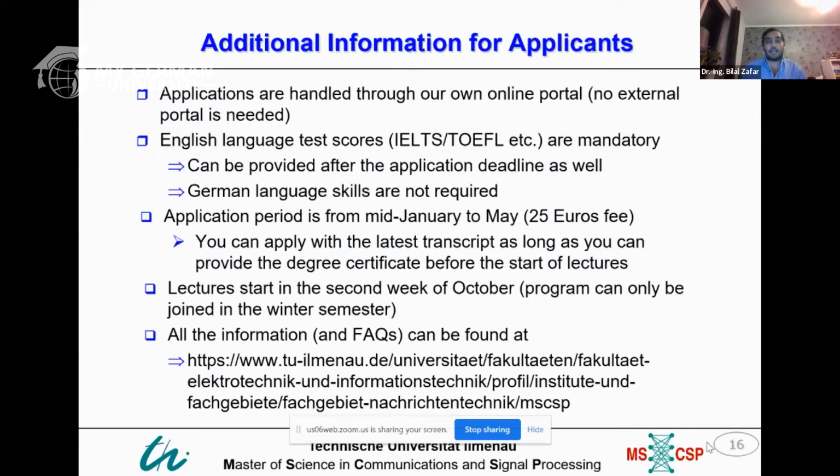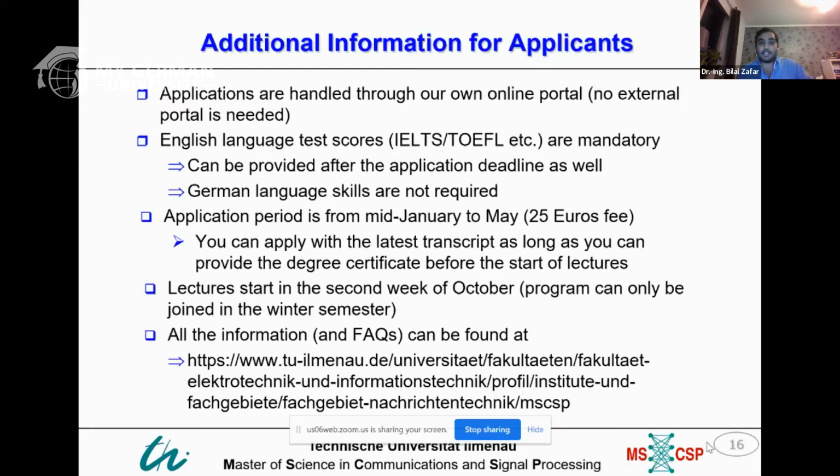Just a little bit about the applications. We have our own online portal. If you go to the link that I have posted, you will eventually find the link to the portal there. It's mandatory to provide us some English language test score unless you are a native English speaker. The details you can also find. One important thing is that you can also provide these after the application deadline. As long as you provide an acceptable score before the classes start in October, we will entertain you.